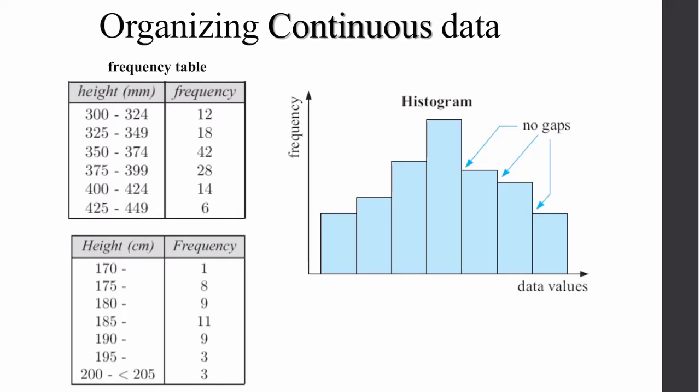Over here, the histogram looks a bit like a bar graph or a column chart. But the main difference between a histogram and a column graph or a bar chart is that there are no gaps between these columns. The frequency measured would go across the vertical axis, and the data values would go across the horizontal axis.